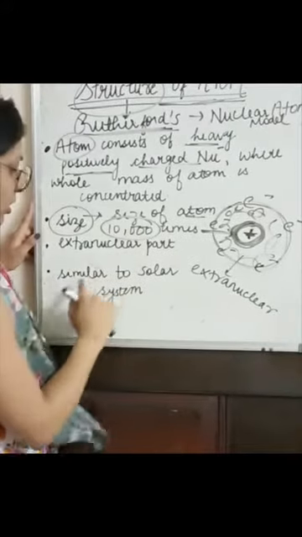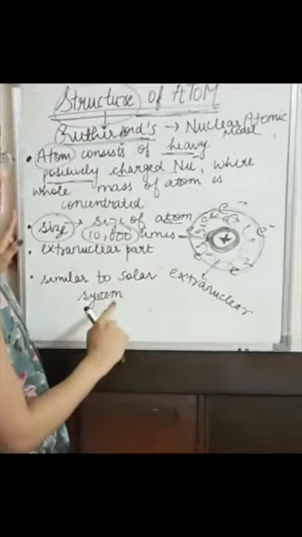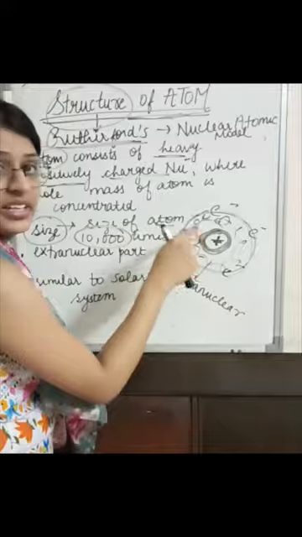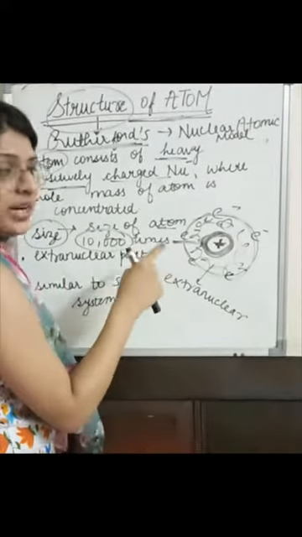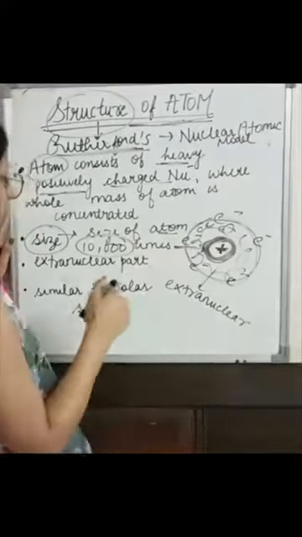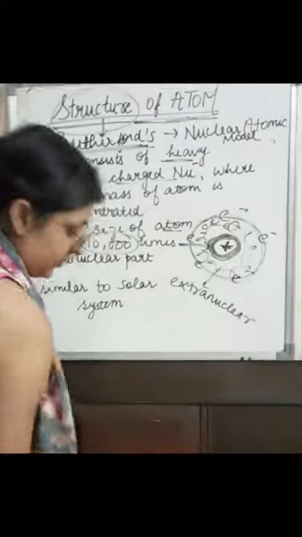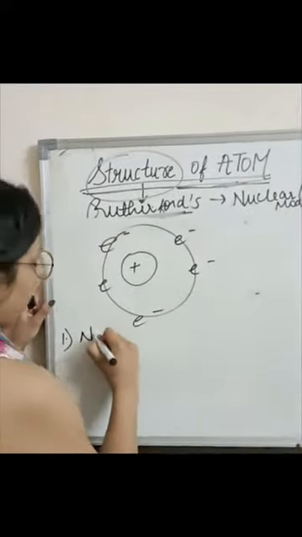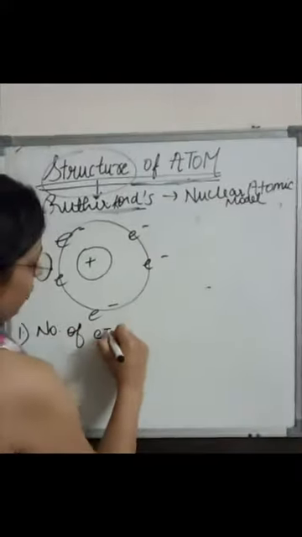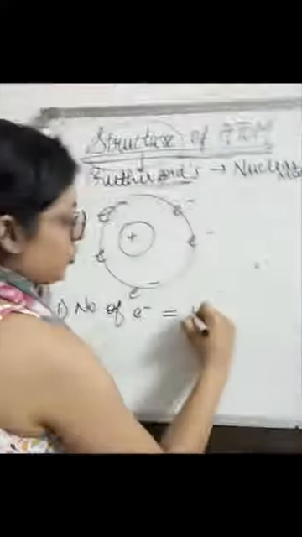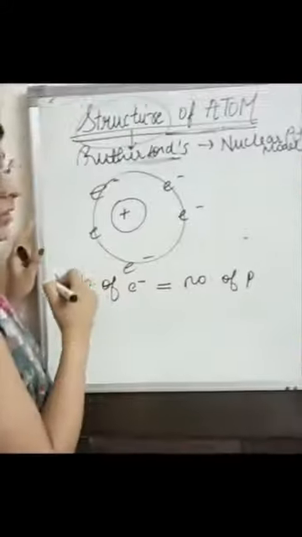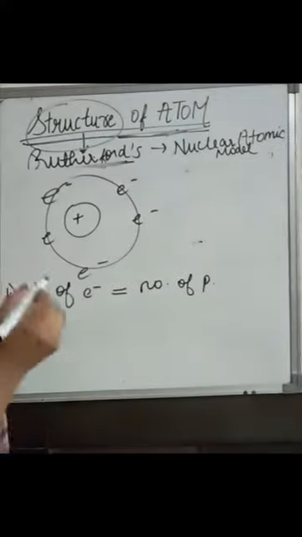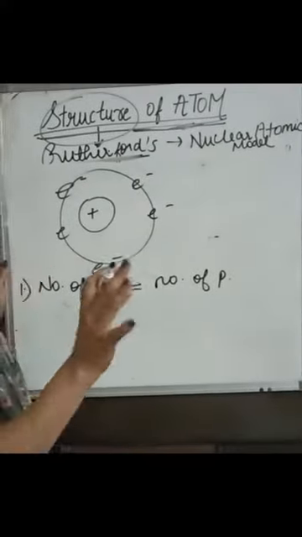Next point, this model is also similar to the solar system. The nucleus represents the sun and the revolving electrons are compared to the planets revolving around the sun. Also we see that the number of electrons is always equal to the number of protons in these atoms. Now this model was also rejected.